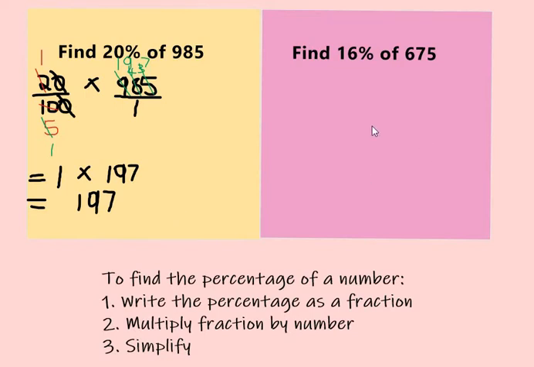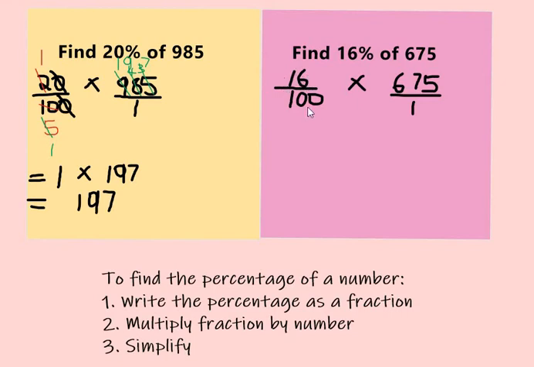Let's try our second example. Find 16% of 675. 16%, write the 16 out of 100. 16% of 675. Put our multiplication and put our 675. Now in this example, we can put our 675 over 1. Can we divide both the numerator and the denominator by 10? Let's look at our numerators. Does this numerator end with 0? No. Does this numerator end with 0? No. So since only the denominator ends with 0, we cannot divide both numerator and denominator by 10.